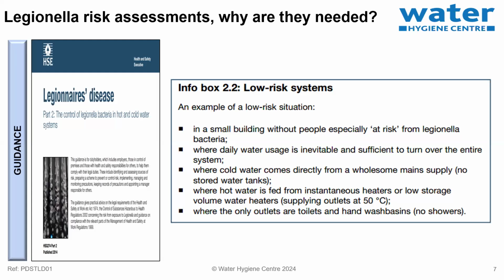And some of the examples of what a low risk system is: a small building without people especially at risk from Legionella bacteria, where daily water usage is inevitable and sufficient to turn over the entire system, or where cold water comes directly from a mains supply, no stored water tanks, for example, or where hot water is fed from instantaneous heaters or low storage volume water heaters supplying outlets at greater than 50 degrees C, and where the only outlets are toilets and hand wash basins, no showers.